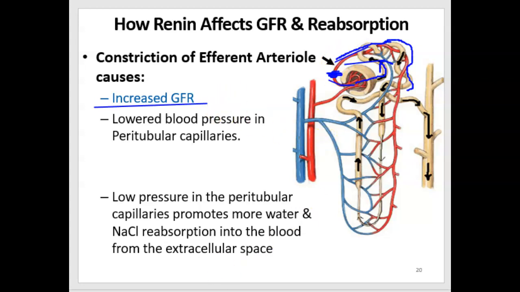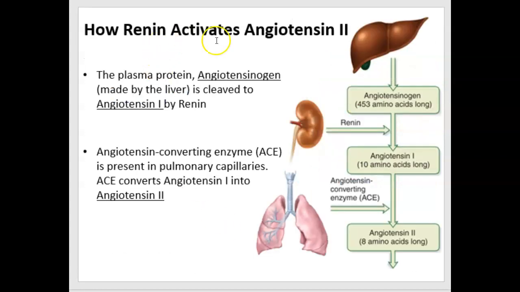Okay, so the lower pressure in the peritubular capillaries promotes more reabsorption into them. So although you've increased the production of filtrate, you're also increasing reabsorption back into the blood. So it's a really cool mechanism because you're going to get rid of wastes, but you're going to maintain some water. There's a lot of other things that renin does.